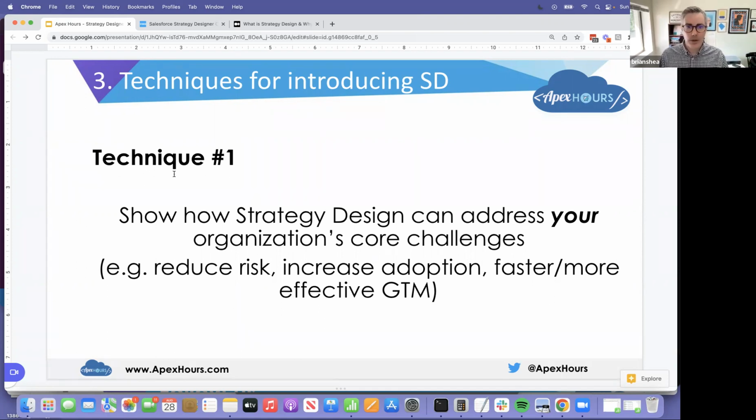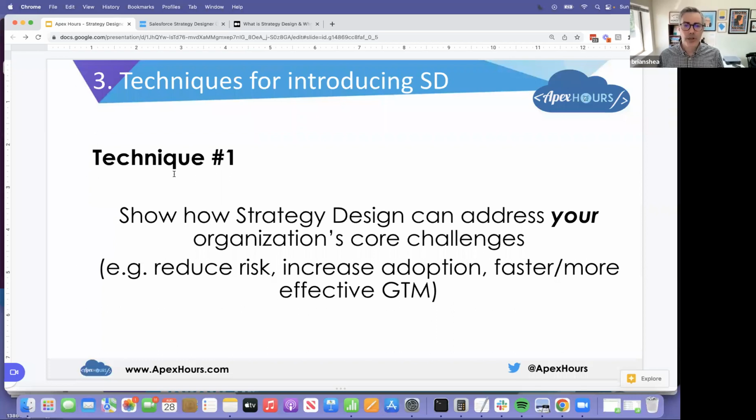That's one challenge. We see organizations that have launched projects, but their user adoption is really low or really limited. That's another thing that can be a problem for an organization. Or organizations where it takes a really long time to gain consensus, build new features, and roll them out, so they want a faster, more effective go-to-market or rollout. These are all specific challenges that may ring true within your organization or within your consulting clients.